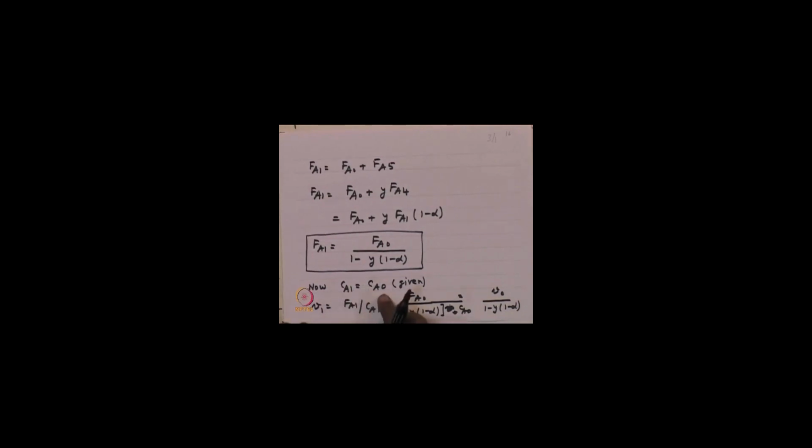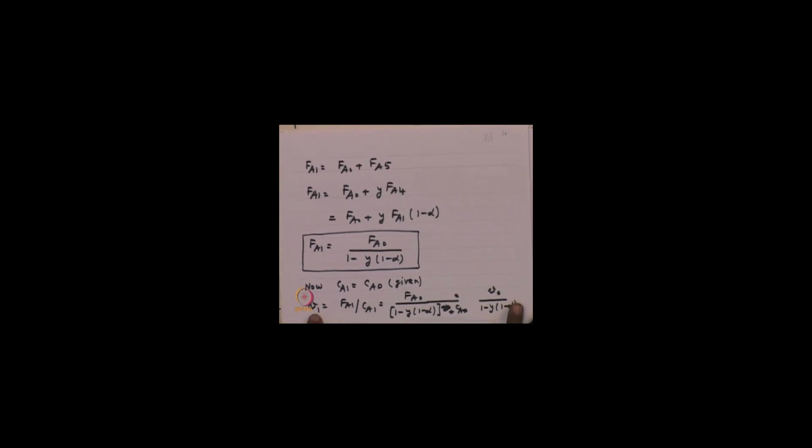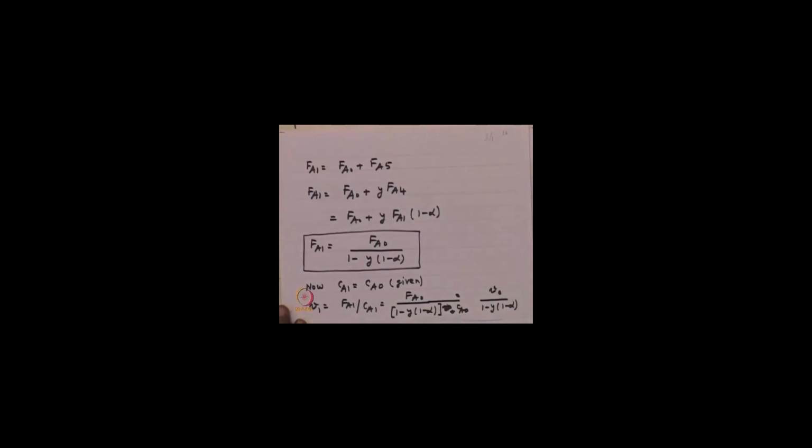Since C A 1 is the same as C A 0, what is V 1? Our first principle: F A 1 by C A 1 is V 1. F A 1 we have just now found out in terms of F A 0 and 1 minus alpha. Therefore, you can replace C A 1 in terms of C A 0. Therefore, V 1 becomes V 0 divided by 1 minus y times 1 minus alpha. The interesting point here is that we are able to relate every variable of interest to us in terms of the parameters that we want to determine, y and alpha. We do not know y, we do not know alpha. So, our interest is to understand how y and alpha affect our process.